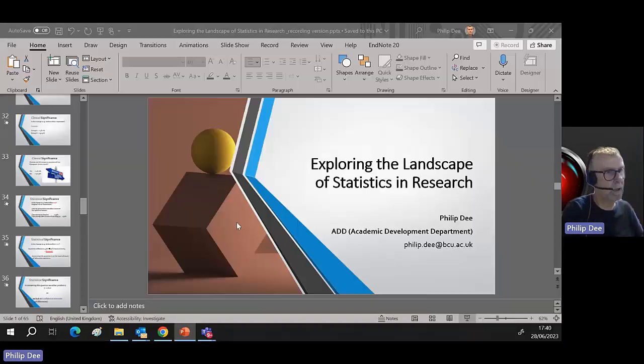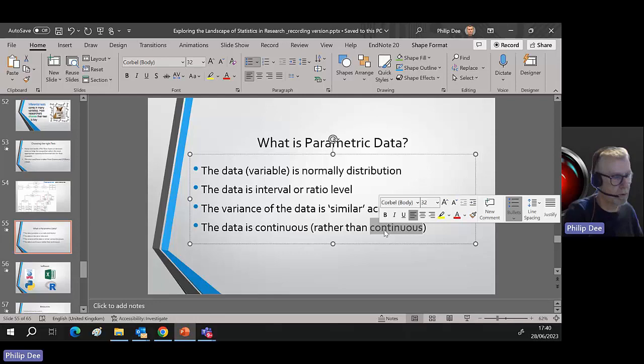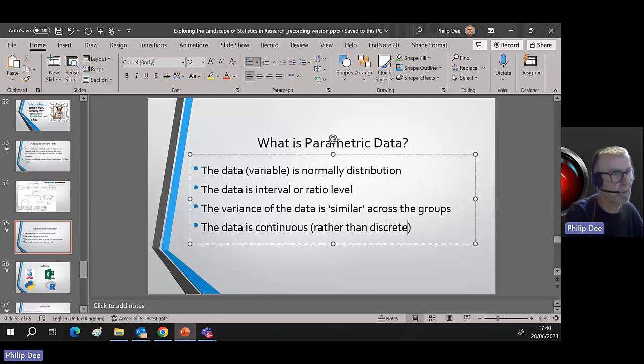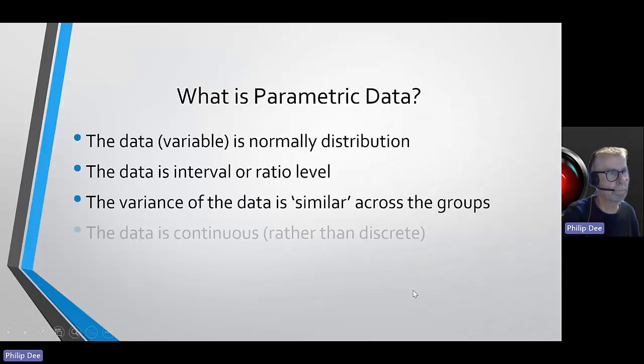I made a mistake here. I said put rather than continuous, rather than discrete. Let me just correct them on the fly. So the data must be continuous rather than discrete. Okay, we've got our 4 conditions.